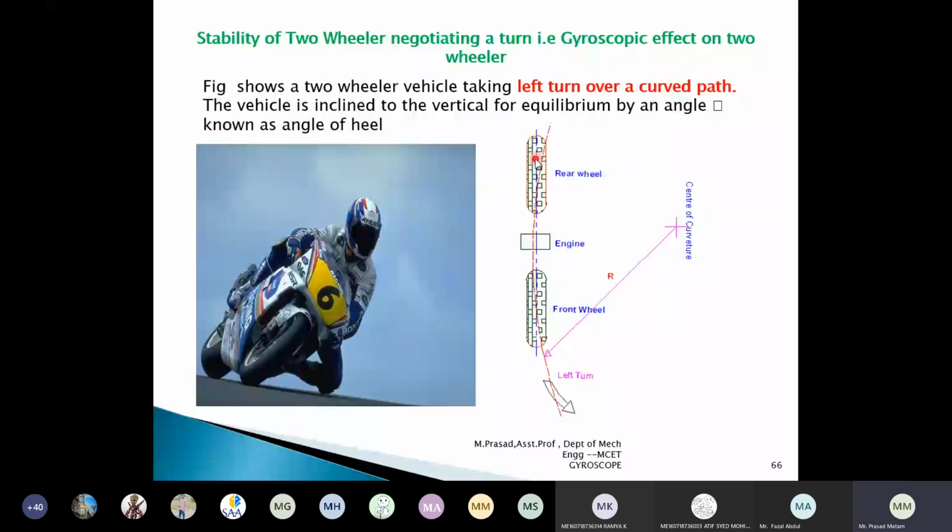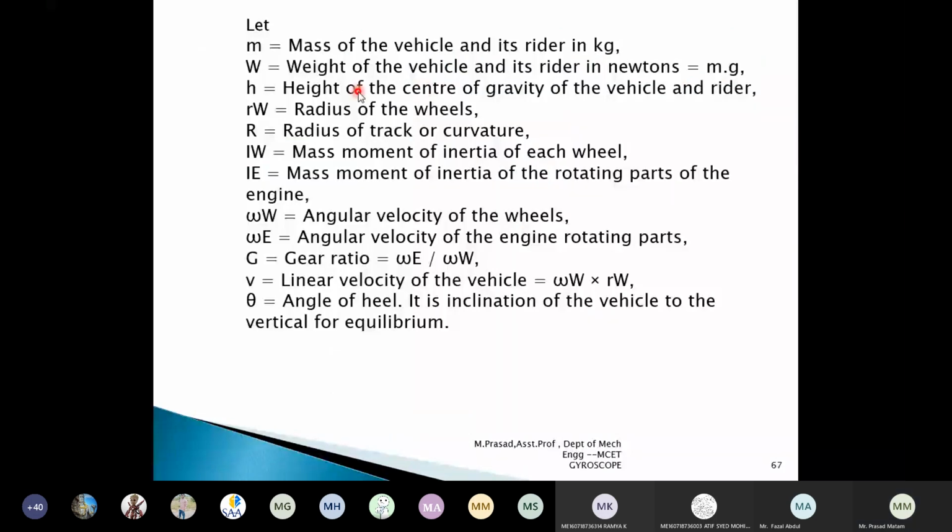Now let us see. Let M be the mass of the vehicle and its rider in kg. W is the weight of the vehicle and its rider in newtons. H is the height of the center of gravity of the vehicle and rider. RW is the radius of the wheels. Capital R is the radius of the track or curvature. IW is the mass moment of inertia of each wheel. IE is the mass moment of inertia of the rotating parts of the engine.